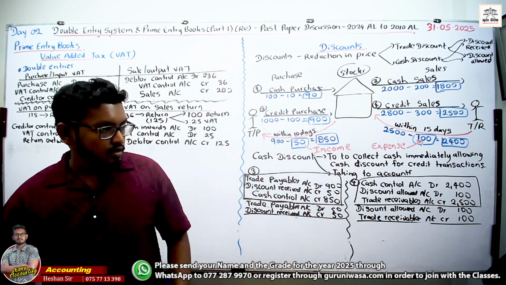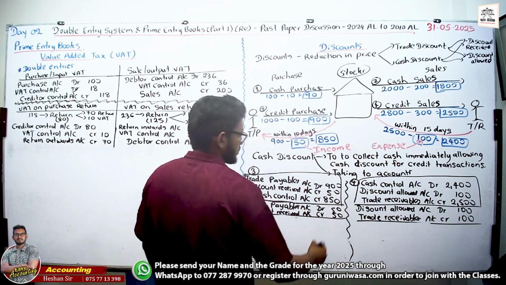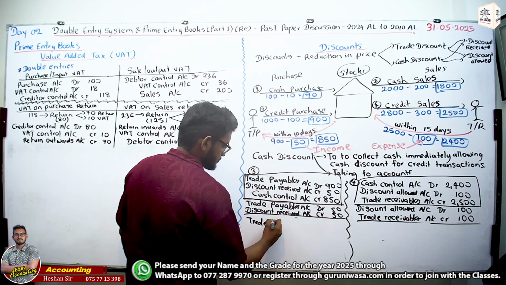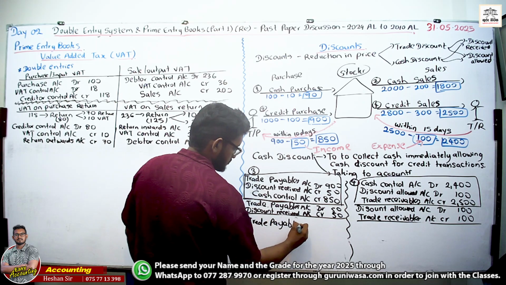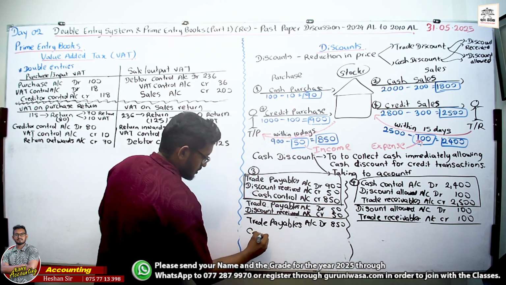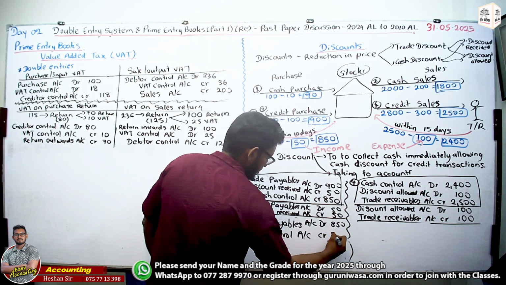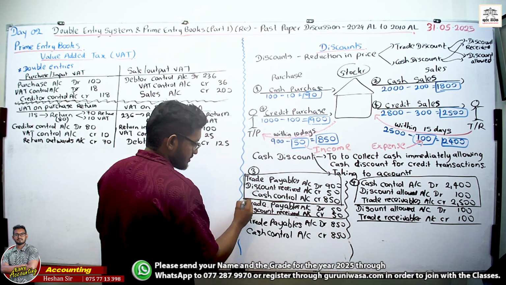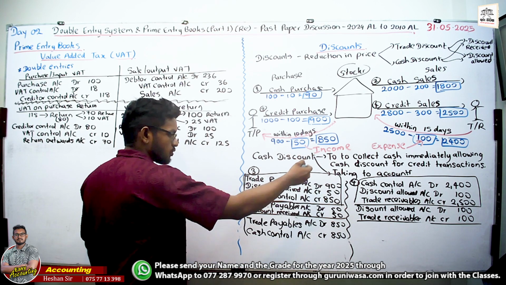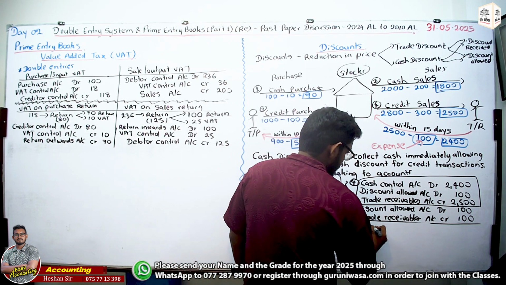Right. Okay. Then after that, write about cash payment: trade payables account debit 800, cash control account credit 800. The summary of these two is what is above. Both are trade payables debits. The total we took is 900. Two credit entries.